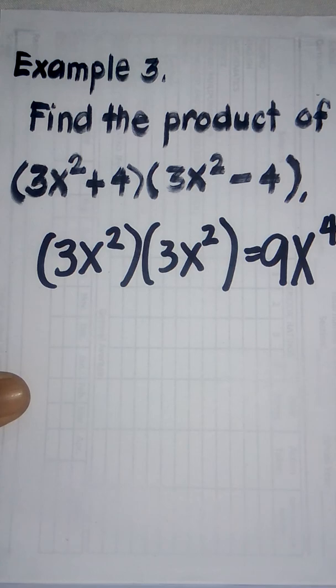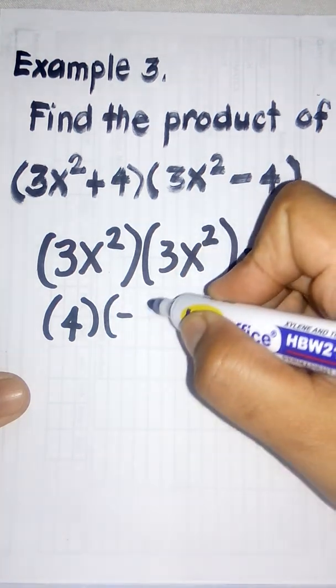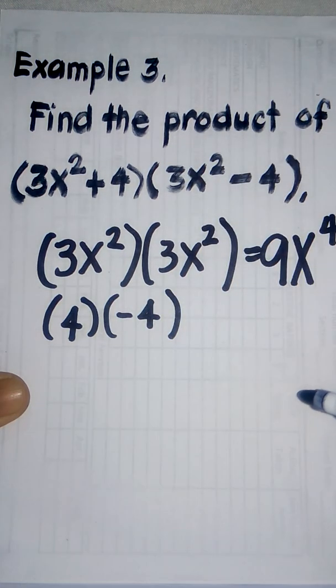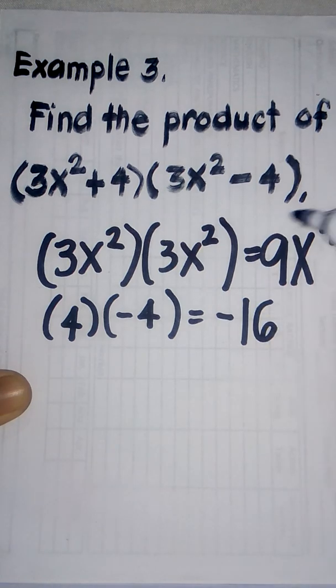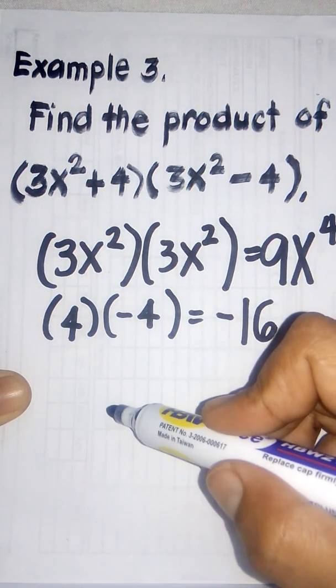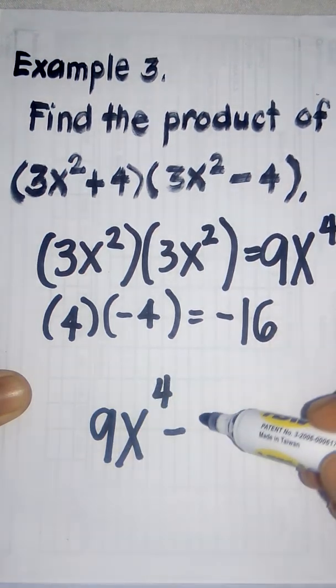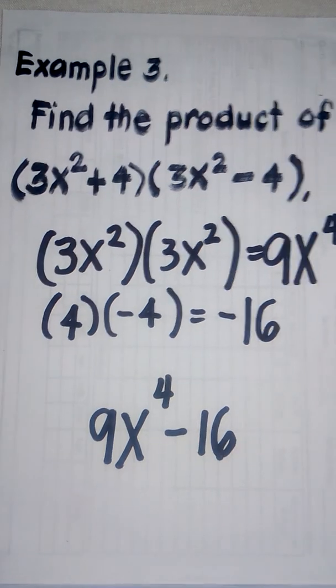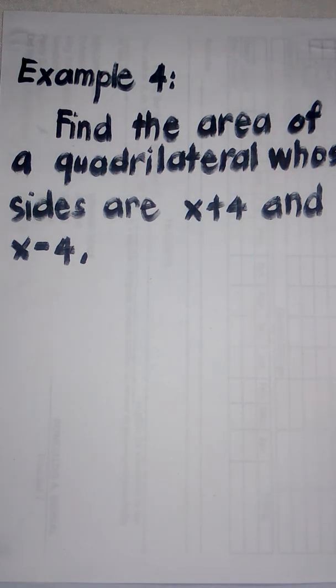Then the next step is to multiply the last terms, 4 and negative 4. 4 times negative 4, since they have different signs, will be negative 16. Now get this and also this, and we will have the final answer, 9x to the 4th minus 16. There. I hope you're still getting what we are discussing today. Now let's go to another example. This time it will be a word problem.